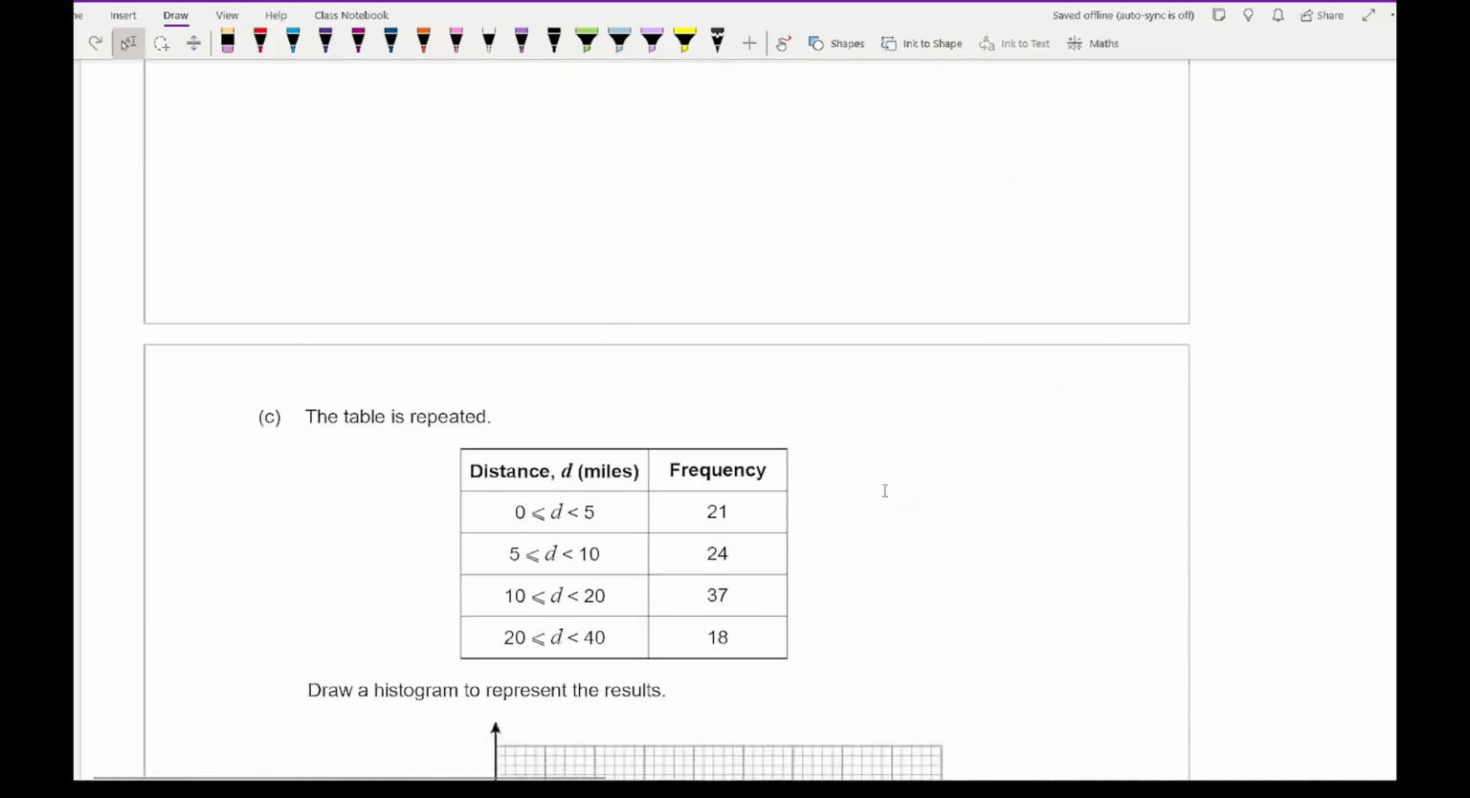Then for question C, it says a table is repeated. Draw a histogram to represent the results. For this, we need to create a class width column. The class width is basically the size of the difference between the upper bound and the lower bound. So for the first one it's 5, second one's 5, third one is 10, and the fourth one is 20. Then from this we can use the formula that frequency density equals the frequency divided by the class width.